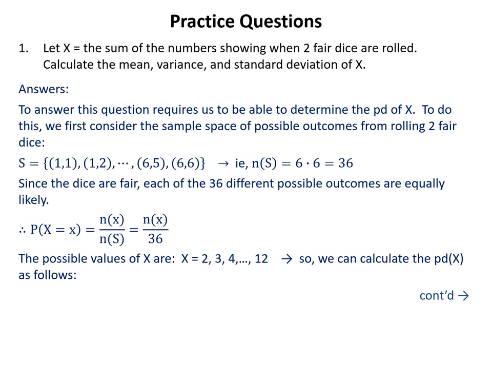So therefore, the probability for any x value is equal to the number of ways that x value can occur divided by the number of ways in the sample space. In other words, nx over ns, which equals nx over 36. The possible values of x are from 2, 3, 4, etc., all the way through 12. So we can calculate the PD of x as follows.